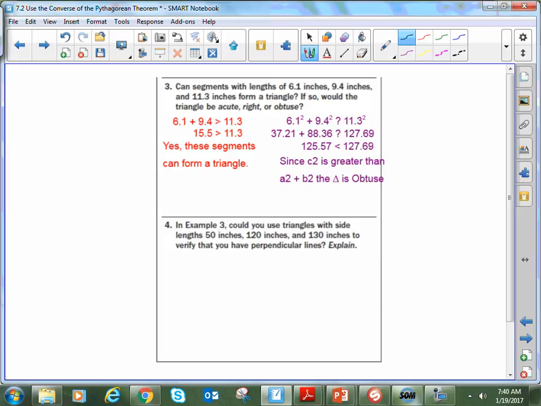And this is just a little typo. Those should be squares: b squared, c squared, and a squared, not a2, b2, and c2. But anyway, now let's take a look at the last one. In example 3, could you use triangles with 50, 120, and 130 inches to verify that you have perpendicular lines?